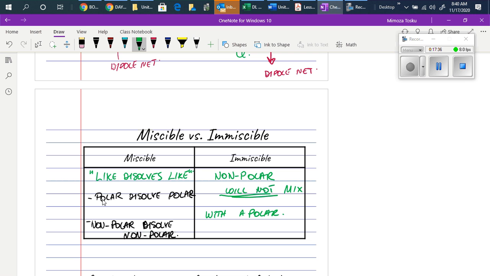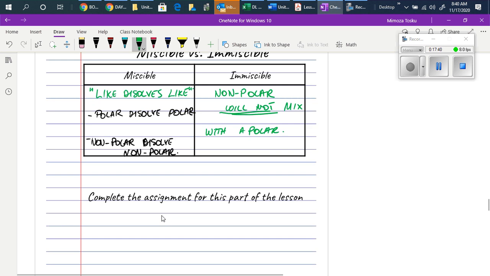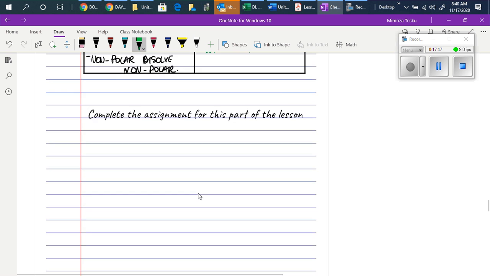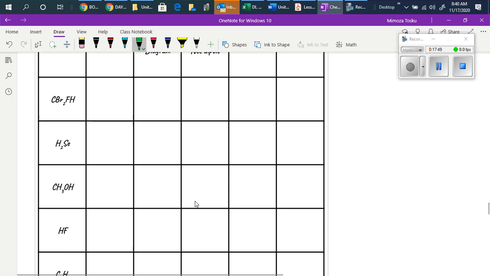Let's say water will not be mix with oil, which is non-polar. Okay, so now we'll stop the video here and complete the assignment for this part of the lesson. And it's this one here.